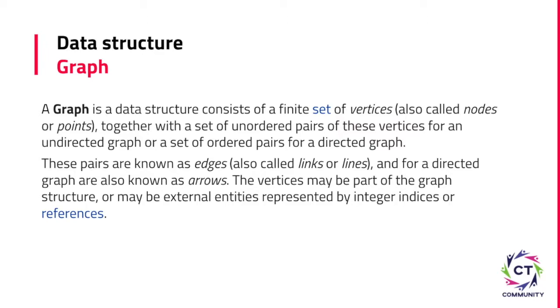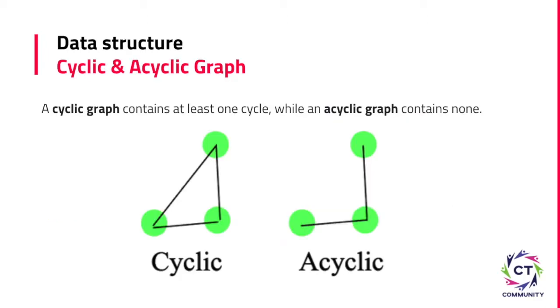So let me make it easy for you. There are a few types of graphs, so let's discuss them one by one. The first one is cyclic and acyclic graphs. If you see the diagram, you will probably have a better understanding of what I mean by cyclic and acyclic graphs. A cyclic graph contains at least one cycle, as you can see, whereas acyclic graphs contain none. You can see that there is no cycle.